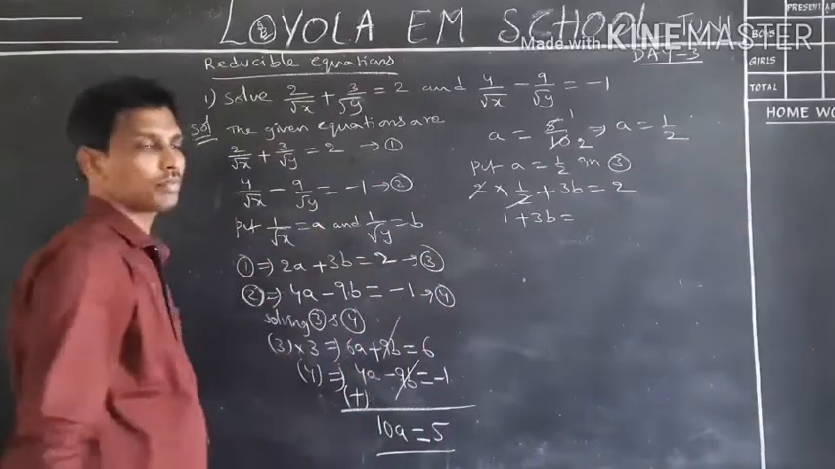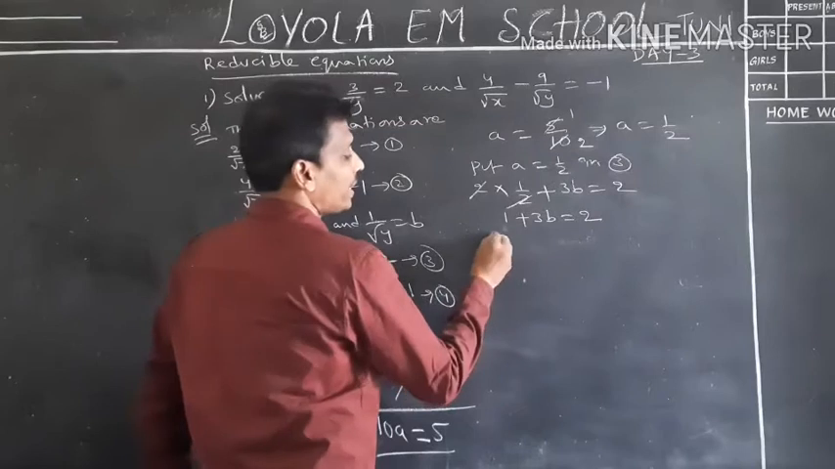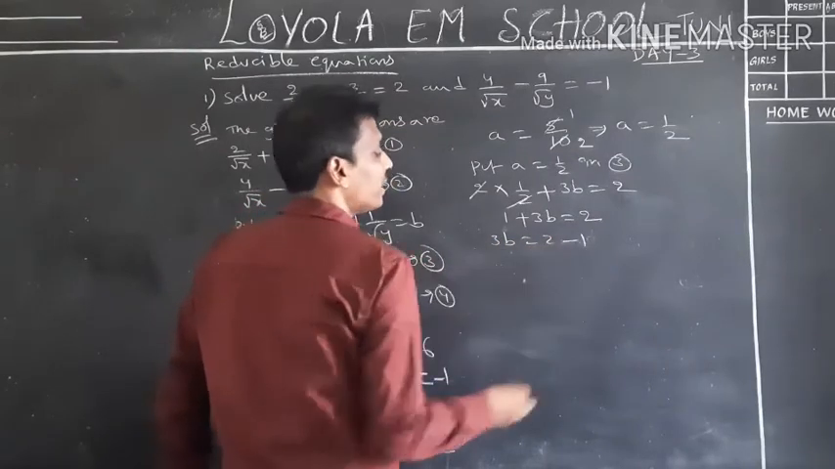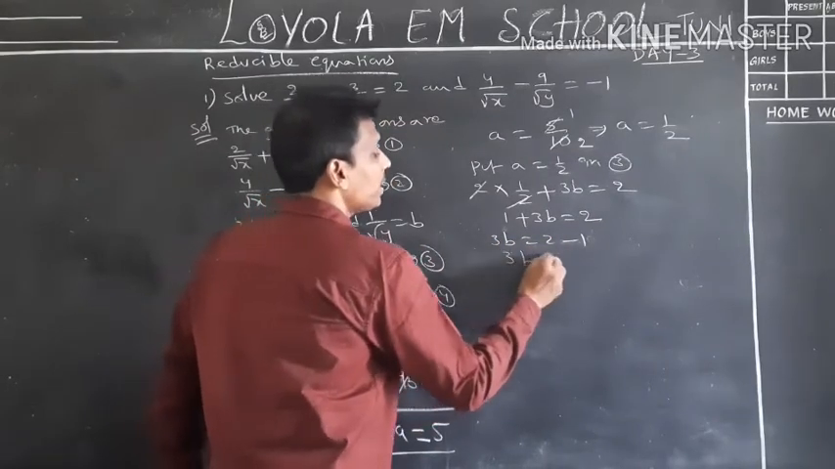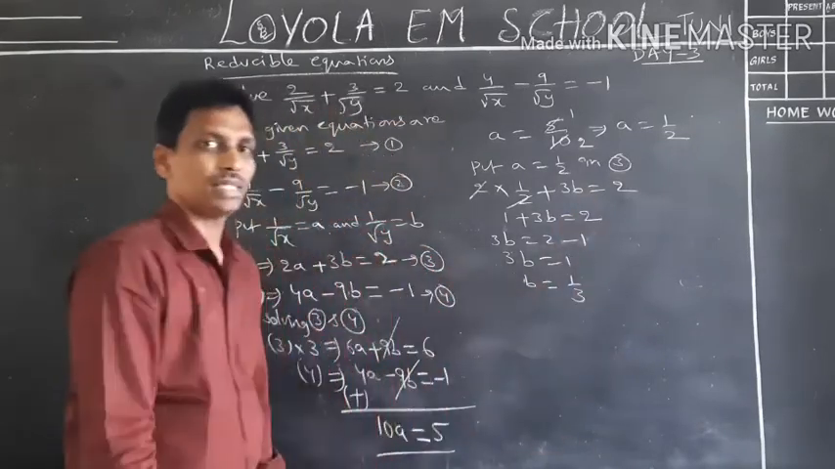Here 2 is there now. So plus 1 will go to the right hand side. It becomes 2 minus 1. So 3b is equal to 1. b is equal to 1 by 3.